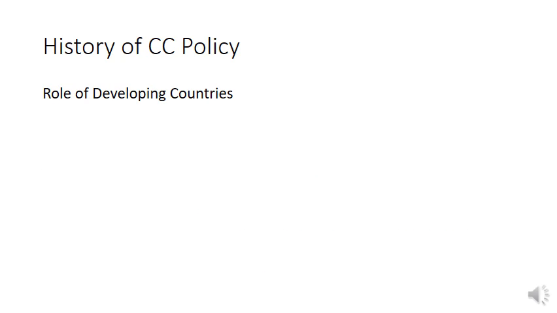What's a big sticking point on the role of climate change policy here? And this is the last thing we'll talk about today. So one sticking point is developing countries. And we're not going to debate this in detail right now, but on your own, take a minute to think about why this might be problematic.